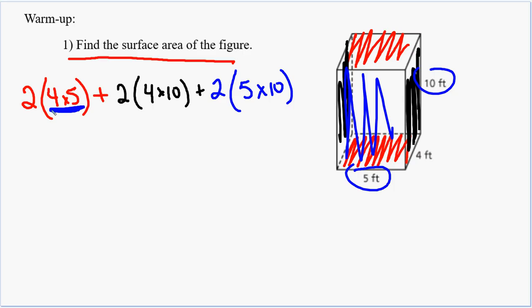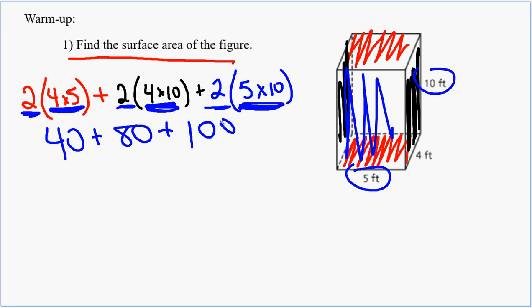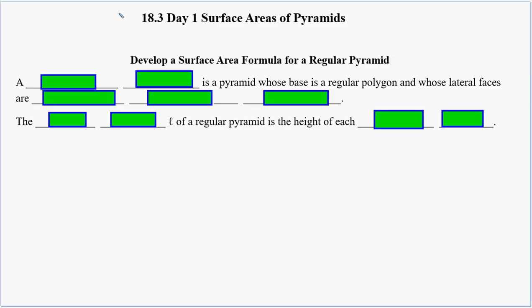So 4 and 5 multiply to 20. We double 20 and we get 40. Here we're going to multiply and get 40, and we're going to double that and get 80. And then here we'll multiply that and get 50, and we'll double that. And if we add those up, we get 220. And do not forget your units. We were talking in feet. And since it's area, that is feet squared. All right, warm-ups in the book.